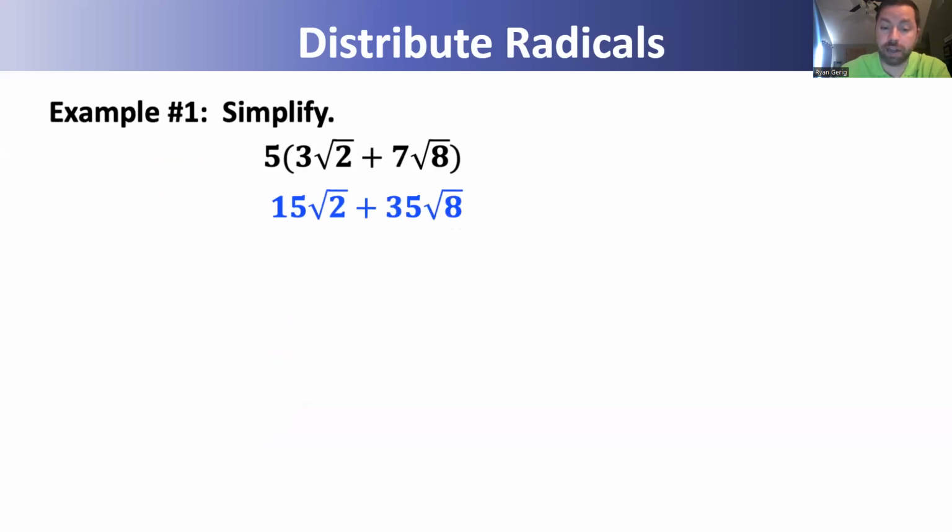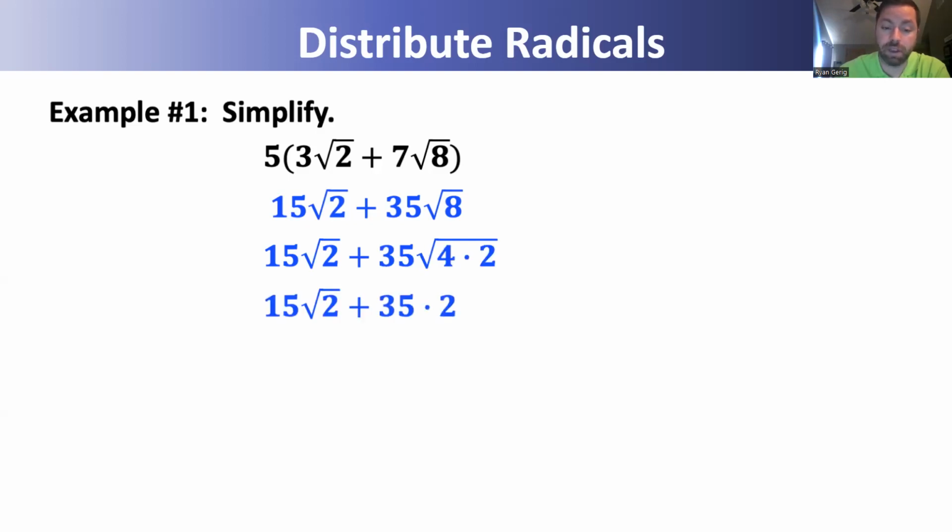Now I can actually break down square root of 8. I can simplify that. So let's do that. 15 radical 2 is done. 35, 8 breaks down to 4 and 2. But the square root of 4 is 2 with a radical 2 left over. So 35 times 2 is 70 radical 2. Now that I've simplified it, the two terms have the same radicand. So 15 radical 2 plus 70 radical 2 is 85 radical 2.